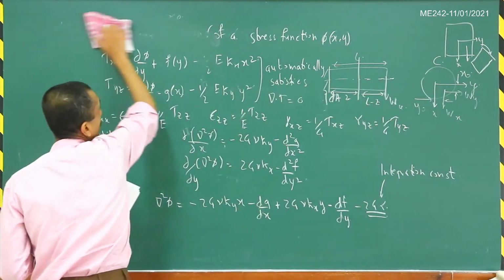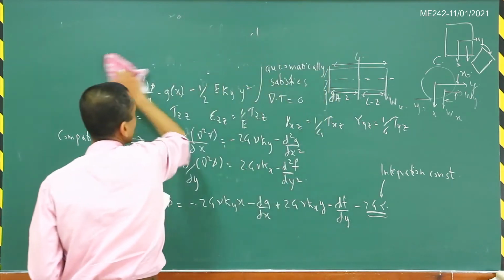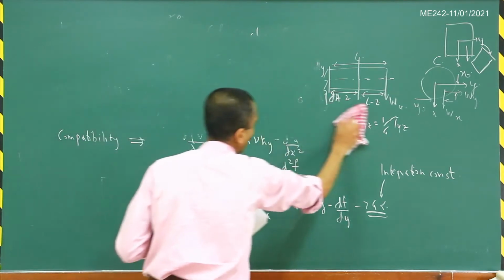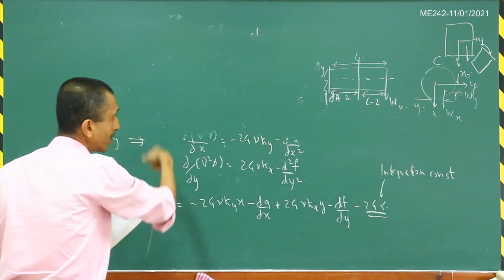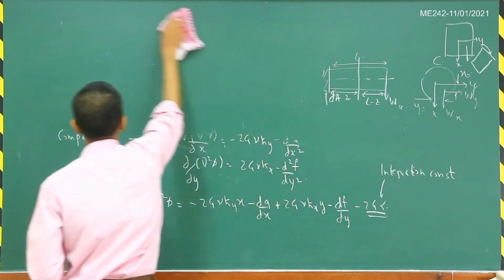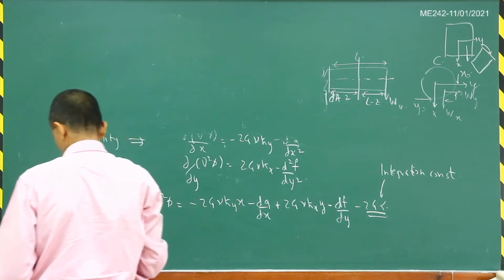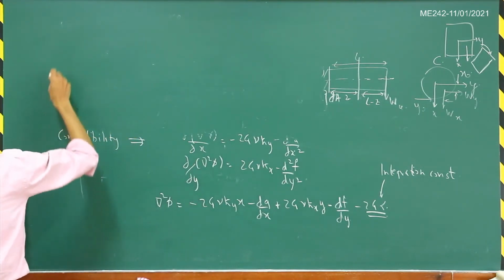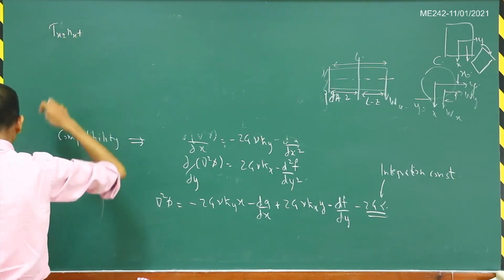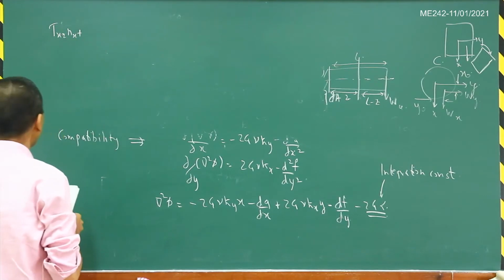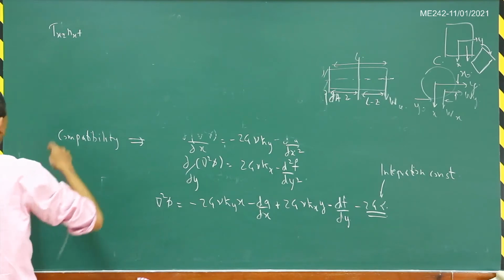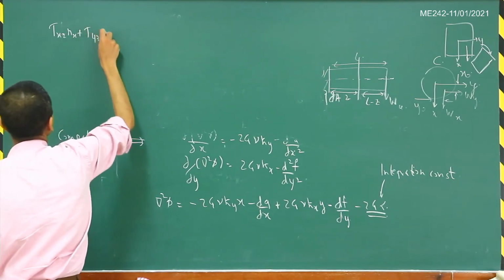Fine. Now let us look at the boundary condition. This is the governing equation for phi. Now we need a boundary condition for phi, and we will derive it from the traction-free boundary condition. So tau xz n x plus tau yz n y is equal to 0.